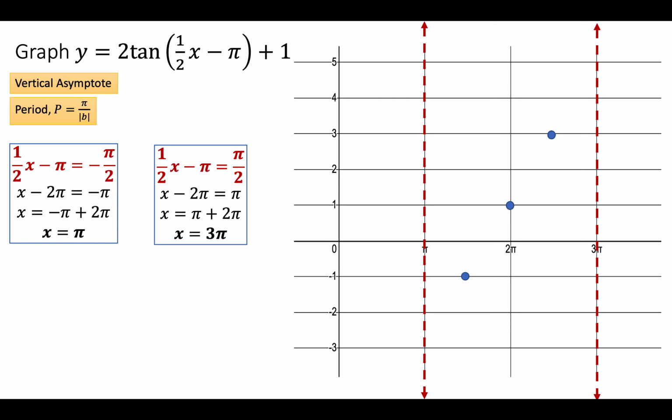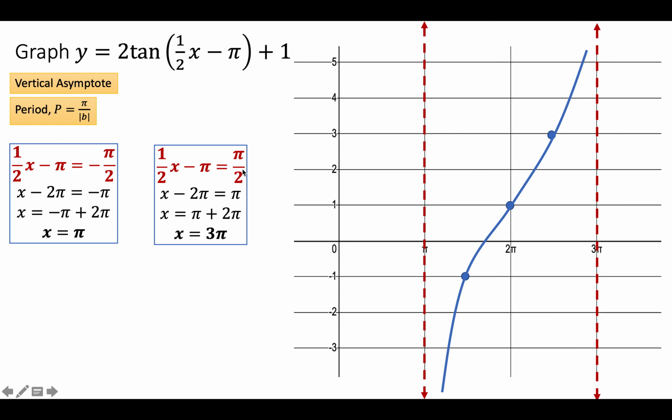There. And then the other one, that's negative 1, right? So negative 1 times 2 is negative 2 plus 1, and it's equal to negative 1, still negative 1. So we're now going to connect all the points smoothly. There. So that is now the graph of our function y equals tangent of 1/2 x minus pi plus 1.